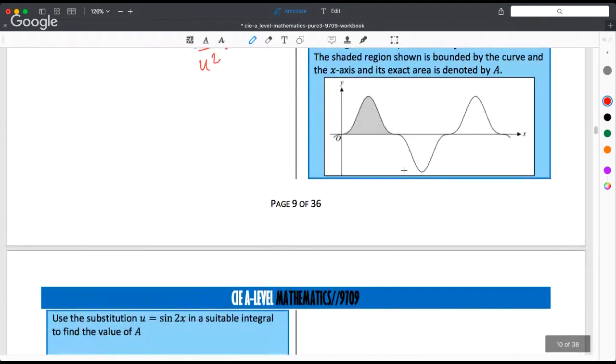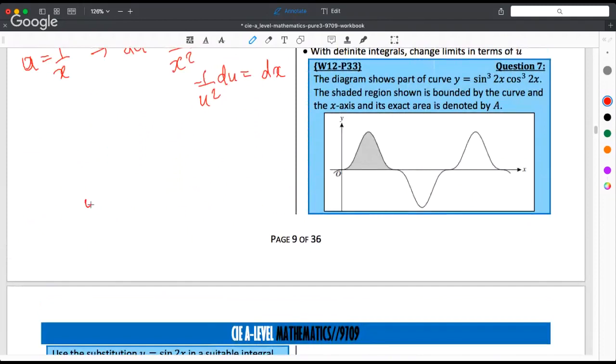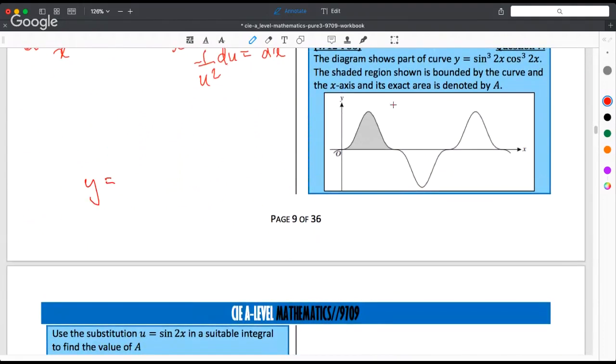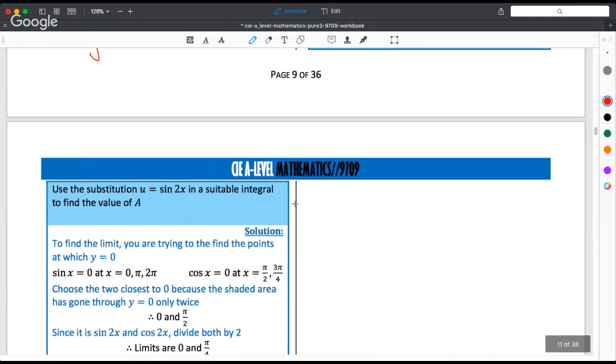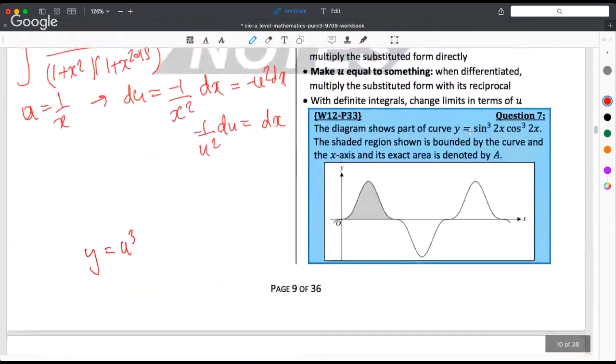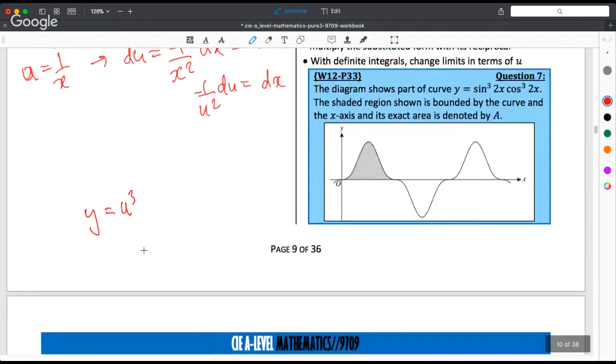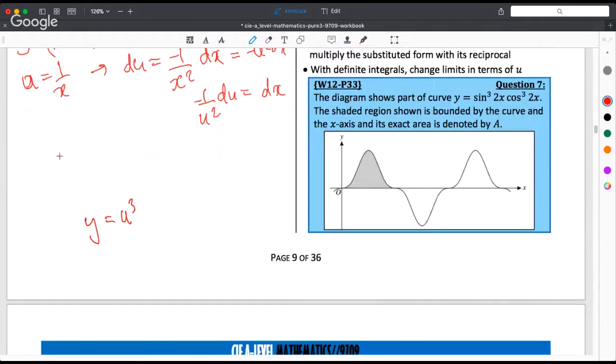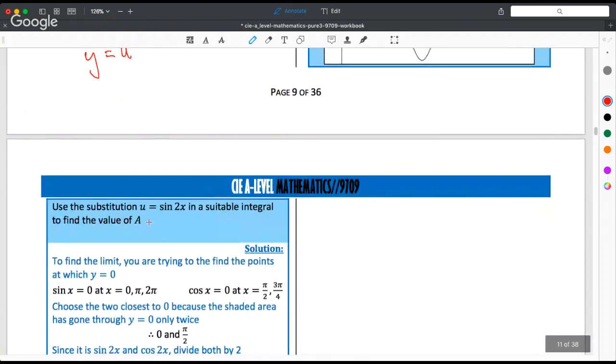So if u equals sine of 2x, then this y just turns into sine of 2x cubed, so u cubed, cos cubed. Well, when you find the dx, okay, if u equals sine of 2x, then what does du equal? Well, it equals the derivative of this, sine x differentiates to cos x, and then we need to multiply by 2 dx. Okay, so now when we see a dx in the equation, we can replace it with this. And I'm sure he does that here.